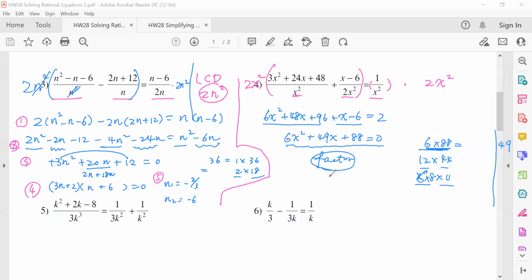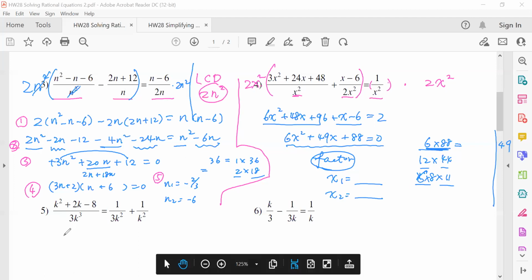What did you guys answer? Did you guys have an answer here? Can you put your answer here? Definitely you may have 2 answers, and sometimes you have no answers. If they cannot be factored properly, maybe you don't get answers. All right, let's move to number 5.